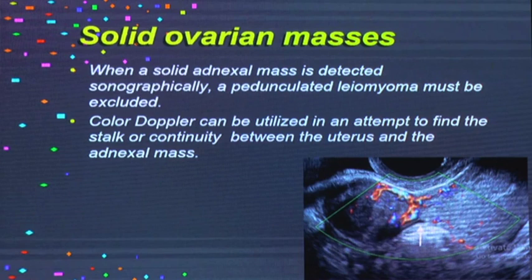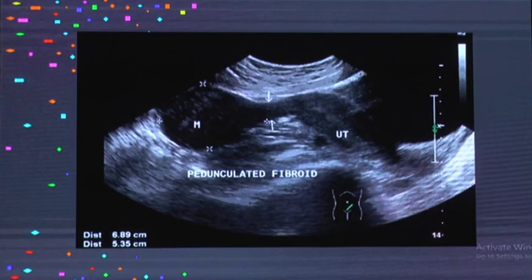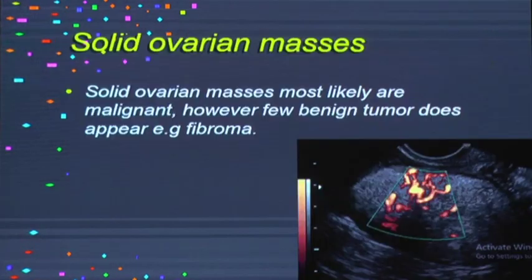sonographically a pedunculated leiomyoma must be excluded, because a pedunculated fibroid looks like an adnexal mass. Color Doppler can be utilized in an attempt to find the stalk or continuity of the uterus and the adnexal mass. So a pedunculated fibroid must always be looked for whenever you see a solid adnexal mass. Another picture of the pedunculated fibroid.